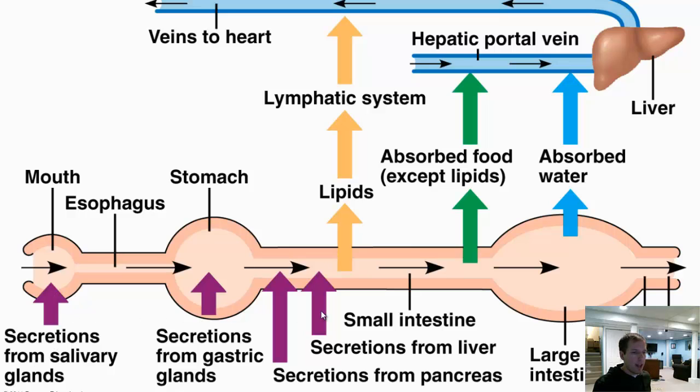So we can see that the arrows here in purple represent different enzymes that are entering into the GI tract. The arrow shows the movement of food from the mouth towards the anus, and then the fats being absorbed, other absorbed foods, and then finally absorbed water. And then it shows the direction of those things going towards the liver and then back towards the heart to be pumped by the blood through other parts of the body.